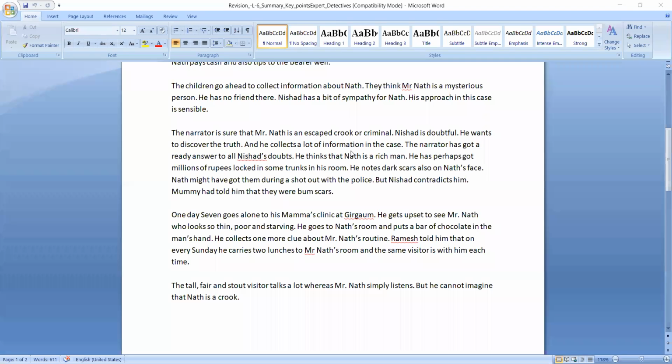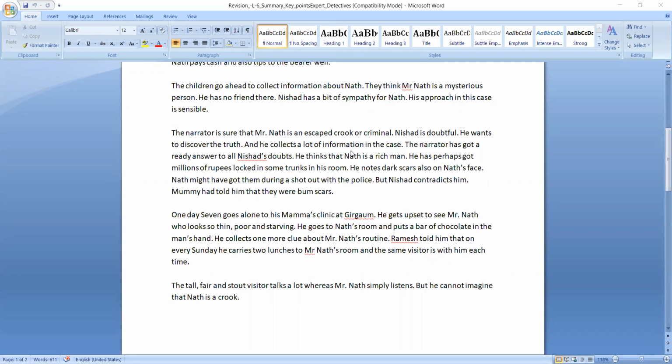One day, Seven goes alone to his mama's clinic at Girgaon. He gets upset to see Mr. Nath, who looked so thin, poor, and starving. And when he saw Mr. Nath, he was surprised to see him. Mr. Nath became so thin, he appeared poor and starving. Then he went to Mr. Nath's room and put a bar of chocolate in the man's hand. Then he realized his mistake.